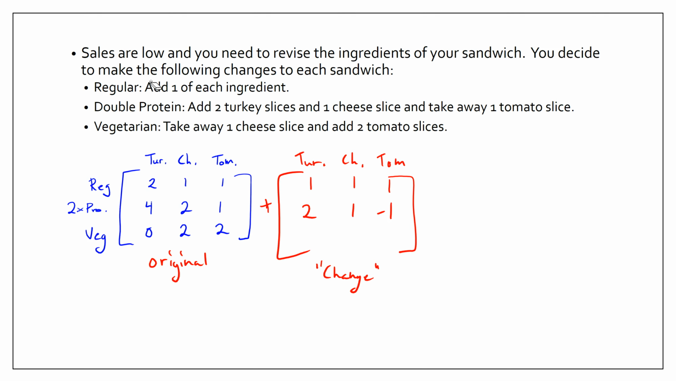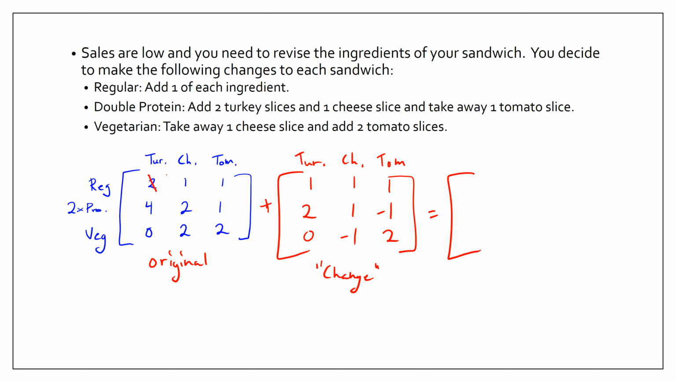And then for the vegetarian, let's see, they're not doing anything to the turkey. They're taking away 1 cheese slice, so -1, and they're adding 2 tomato slices, so +2. So basically, I'm just recording in this new matrix, hey, here are all the changes that are happening, okay? When we add these matrices together, do it like you feel like it should be doing.